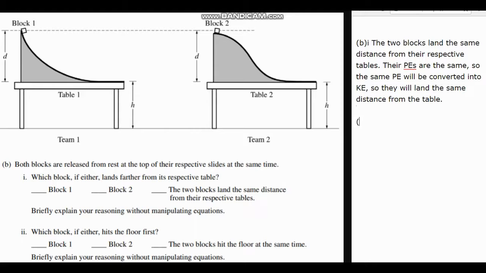Okay, now for part two, which block, if either, hits the floor first? Well, block one should hit the floor first because although they have the same potential energy, the slide is steeper for block one. So it would reach its max velocity first. So it'll reach the end of the table first, so it would hit the floor first.